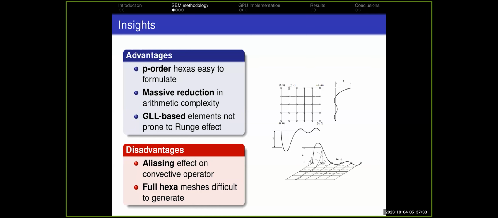And because the nodes are not equispaced, because they have this Gauss-Lobatto-Lagrange distribution, they are not prone to spurious oscillations. So you will not see sudden spikes in the shape functions way greater than 1 outside of the nodes, which would lead to essentially spurious oscillation in the solution. The GLL element is basically immune to that.